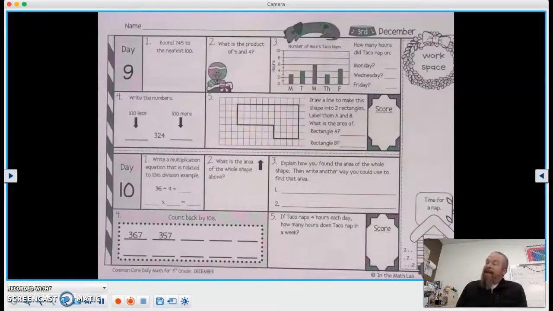Day number 9 of our December daily math. Number 1, round 745 to the nearest 100. Hold on, wait a minute.